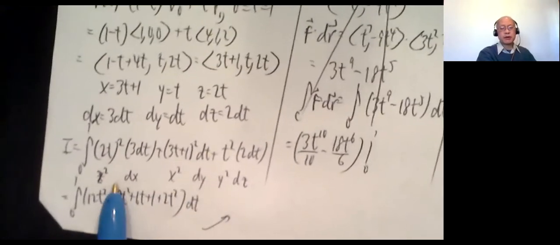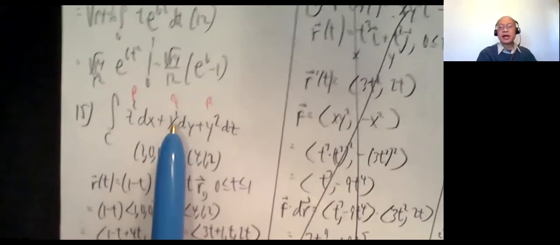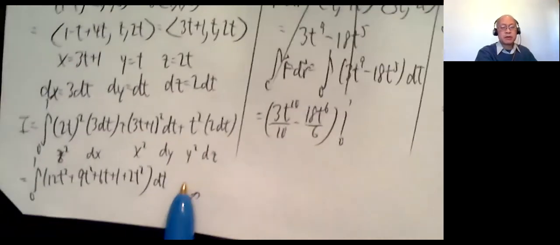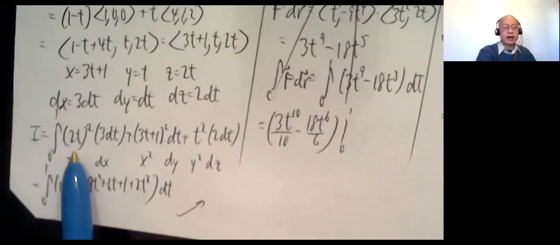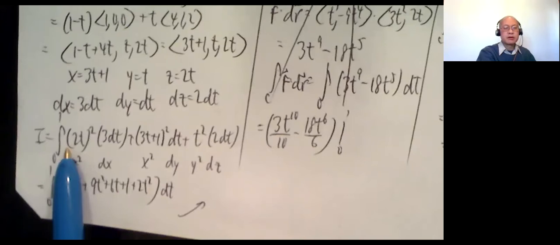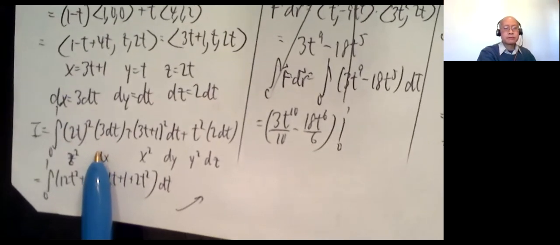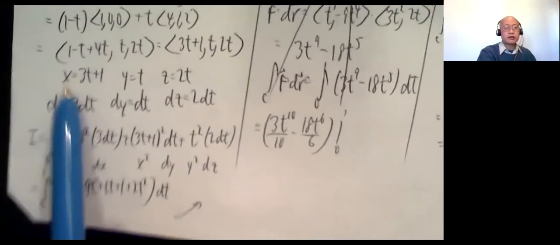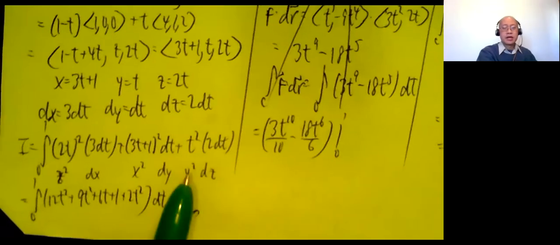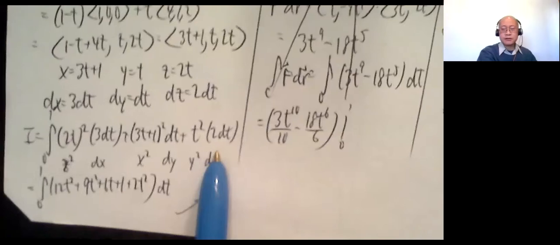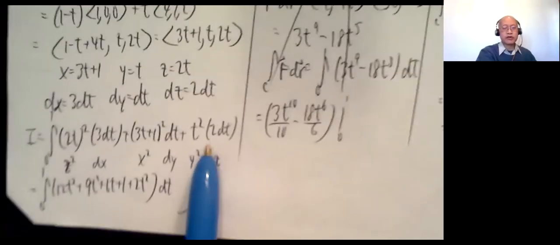Okay, and just to make it easier for myself for reference, z squared dx, I wrote it here. x squared dy, I wrote it here. And y squared dz. So now I'll just pick up the parts that I need. So z squared, right? That's (2t) quantity squared. And then dx is 3 dt. Plus x squared, (3t plus 1) squared. dy is the same as dt. And then y squared is t squared. And dz is 2 dt. As you can see, there's a lot of stuff here, and it can get really long.